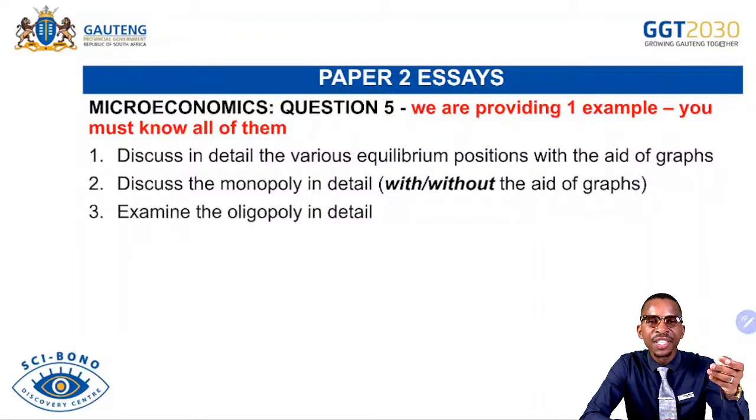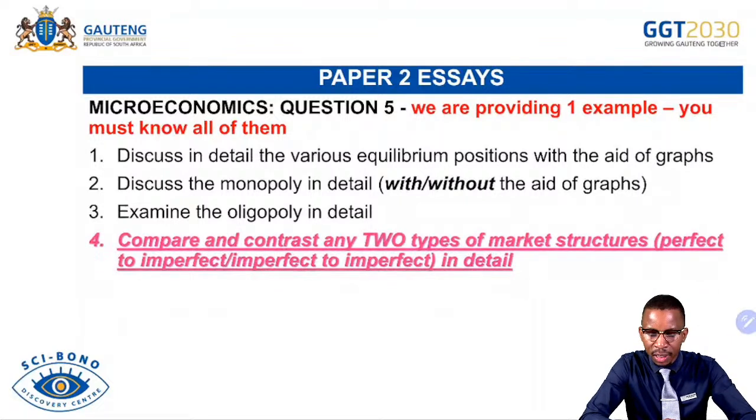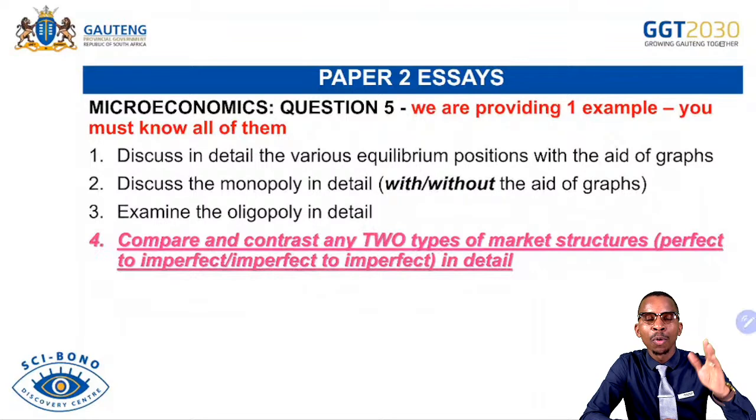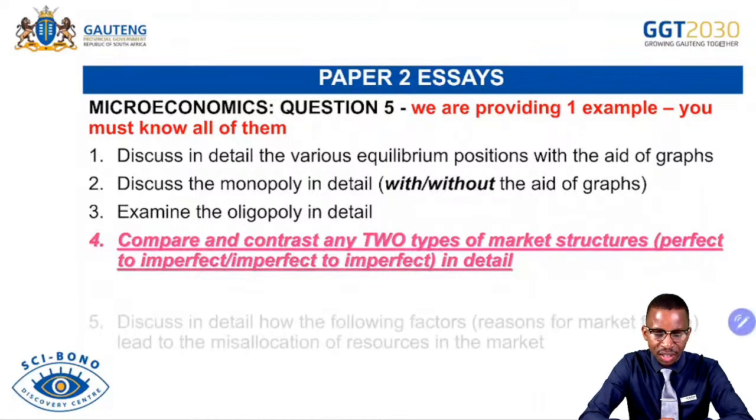Examine the oligopoly in detail. Mostly, they require interdependence of oligopoly, or the behavior of oligopoly, or the characteristics themselves. It is very important that you know all the characteristics of the oligopoly. Compare and contrast any 2 types of market structures, perfect or imperfect. In this case, you will be comparing either monopoly to perfect, perfect to monopolistic, monopolistic to oligopoly, etc. You must be able to answer if you have to discuss market structures.